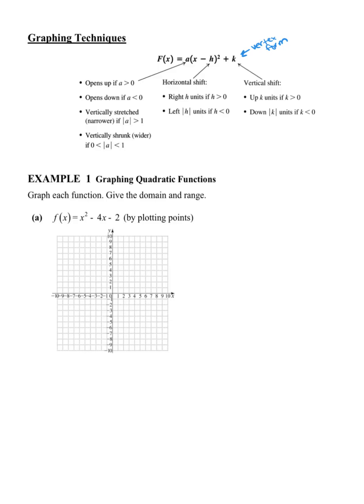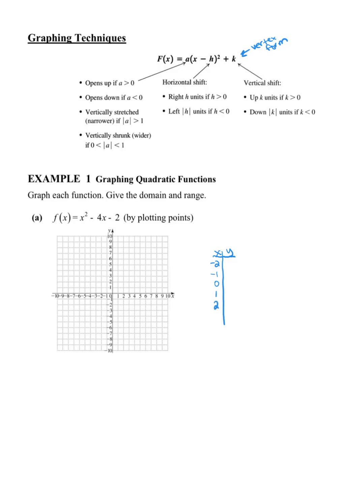So for example 1, graph each function, give the domain and range. So there's a couple ways we can do this. We're going to start by plotting points, and then we'll also learn how to convert it to vertex form. All right, so to plot points, we're going to make an x and y table. And we can pick values for x to plug in and find out what the y values are. So we can start out with just like -2, -1, 0, 1, 2, and then see if we need to add any points to that.